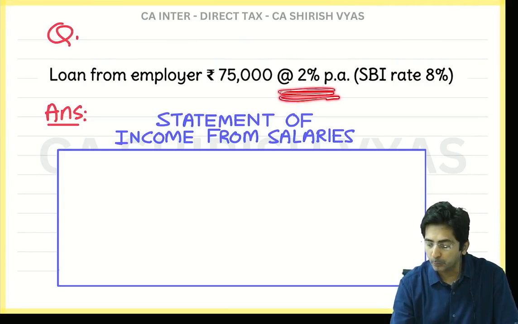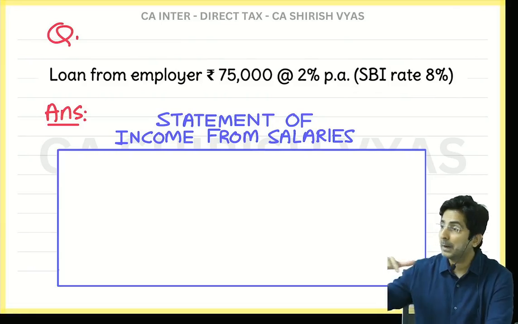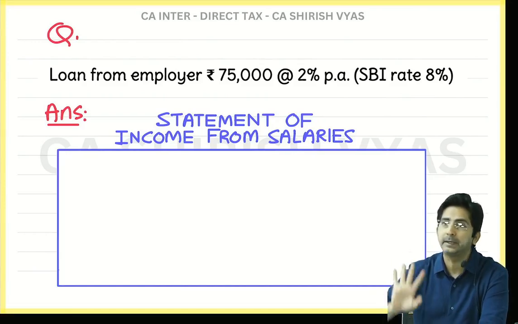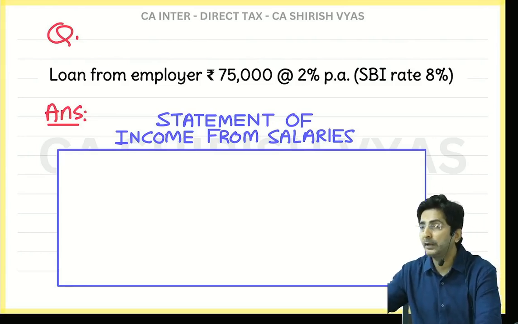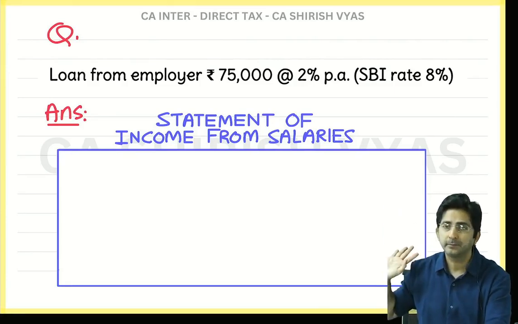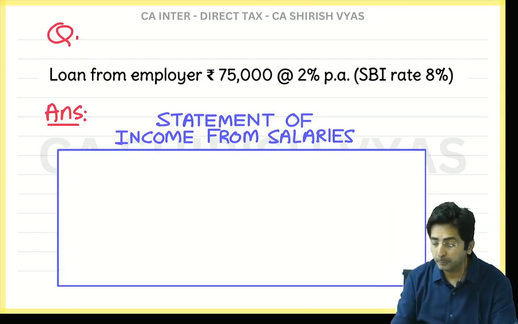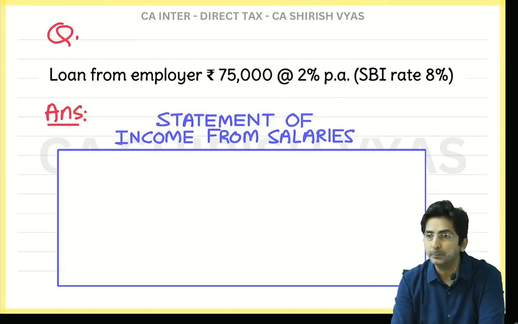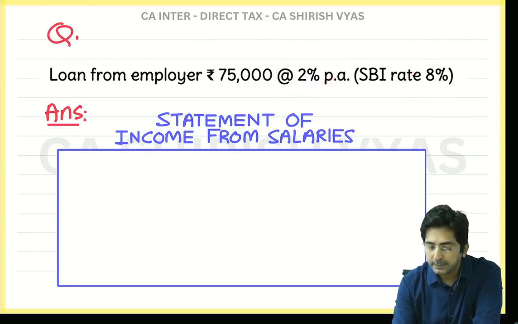Boss is charging you 2%. And what is the State Bank of India rate? The rate in the market depends upon State Bank of India. Actually, every bank has a different rate of interest, but in income tax, they respect only SBI, State Bank of India. So imagine market rate is 8%, you have to pay only 2%. So how much benefit did you get? 8 minus 2, 6%. 6% of 75,000.